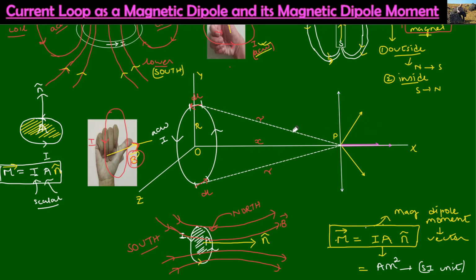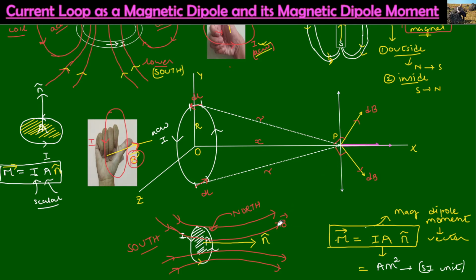If you want to find the direction of dB with respect to point P, from the preceding section which I will link in the description below, this will be the direction of the magnetic field along the direction of dl, which is perpendicular to this r bar. The magnetic field of this element dl will be in this direction. So this will be the dB of this element.